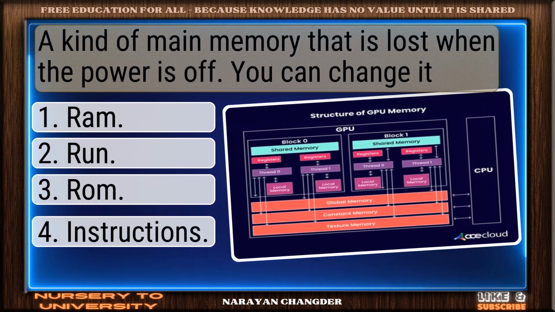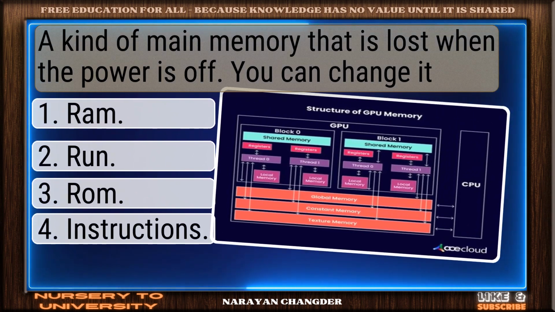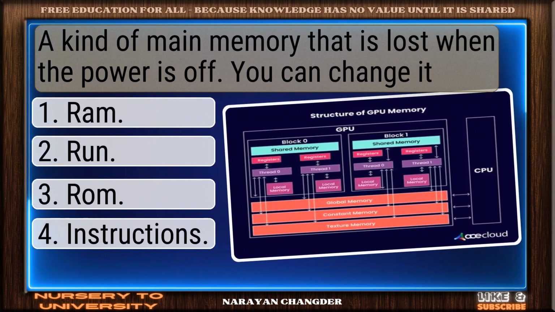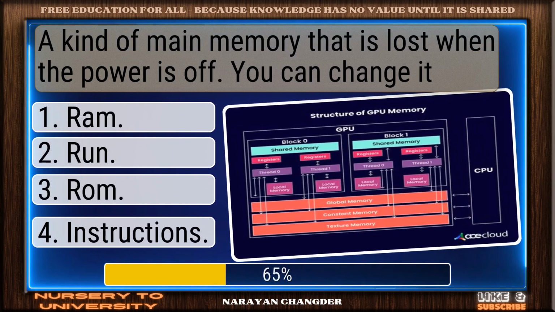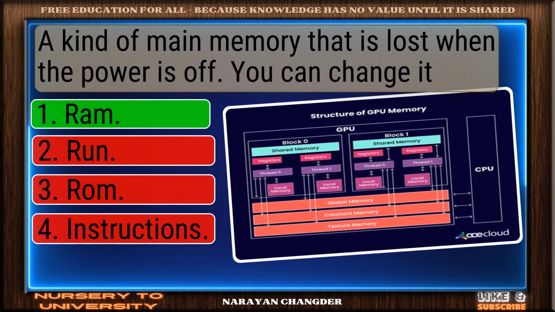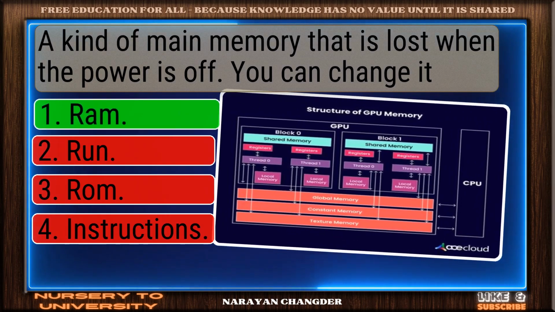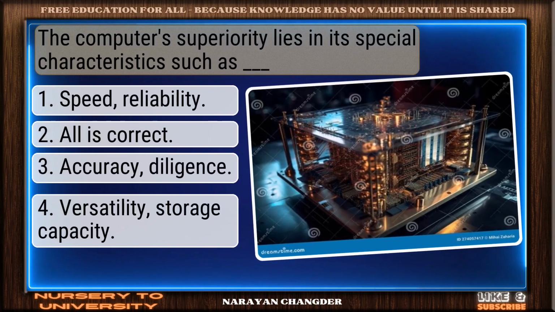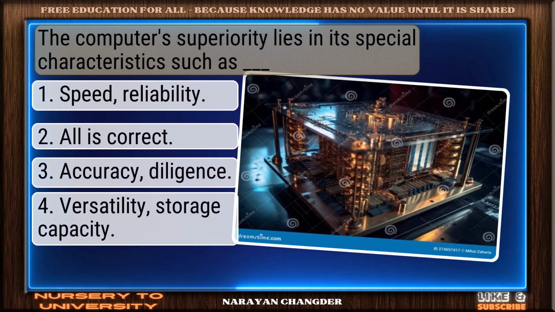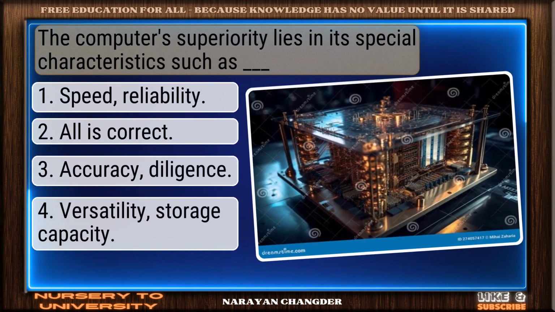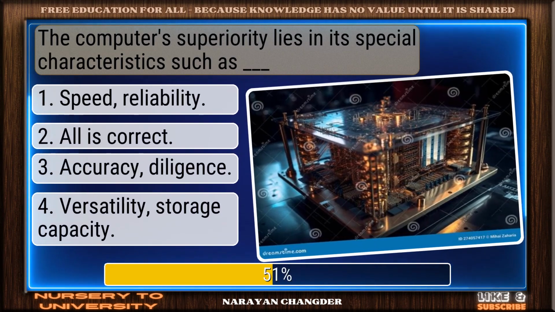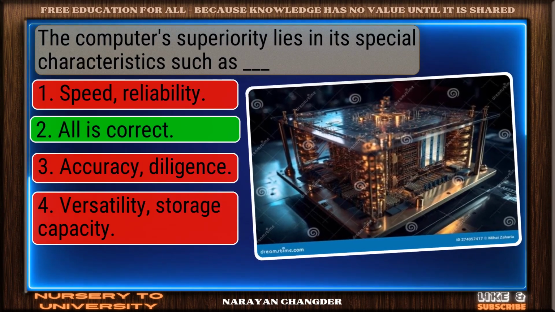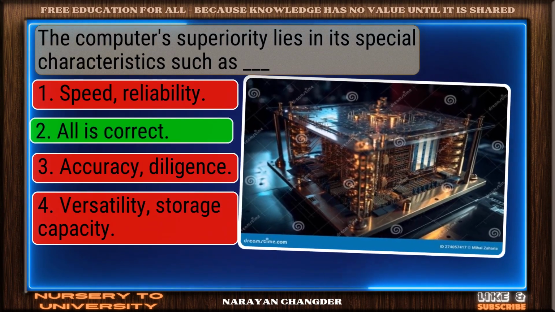A kind of main memory that is lost when the power is off. You can change it. Excellent. RAM is well reasoned. The computer's superiority lies in its special characteristics, such as dash. Correct response. All is correct is accurate.